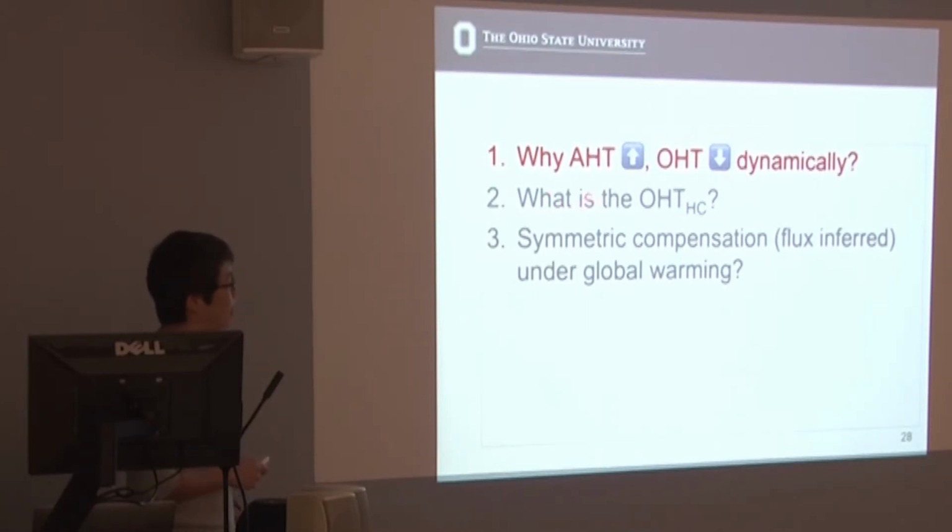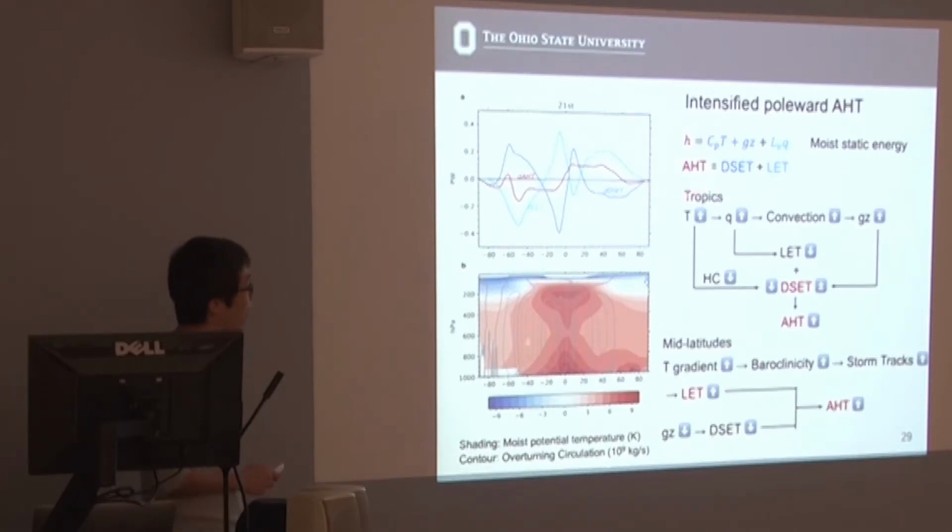And then what is the heat content related ocean heat transport? Finally, why do they show a symmetric compensation response to global warming? First, let's start from the intensified poleward atmosphere heat transport.